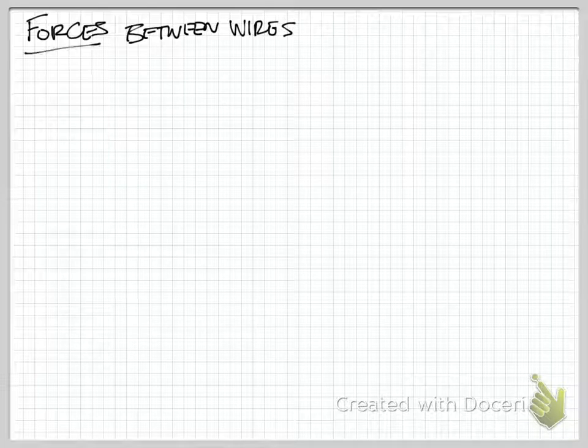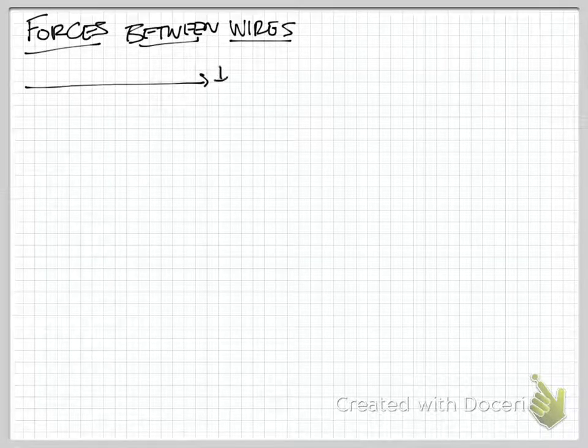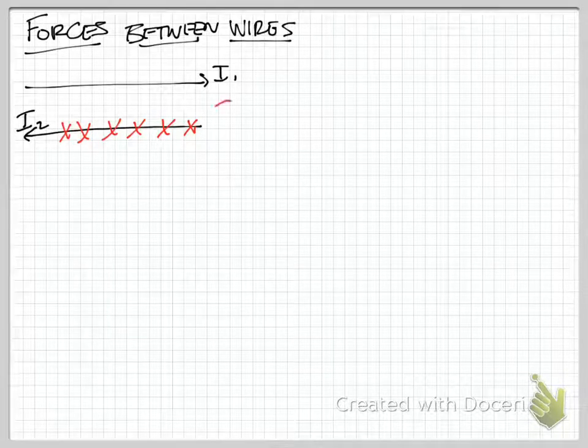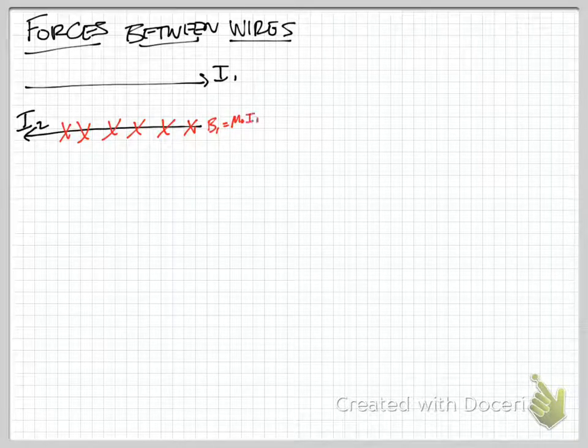I feel like we're not really supposed to do forces between wires until we've talked about Ampere's law. So, let's call that I1, we'll call this I2. Now, from our right-hand rule, from I1, magnetic field 1 is into the page, and magnetic field 1 from Ampere's law is mu 0 I1 over 2 pi r, where r is the distance separating these things.